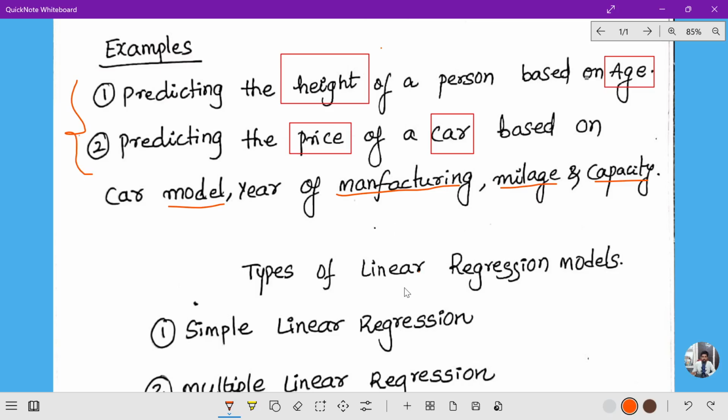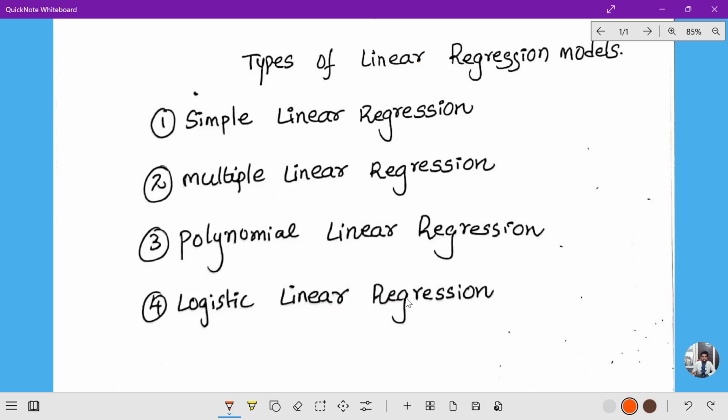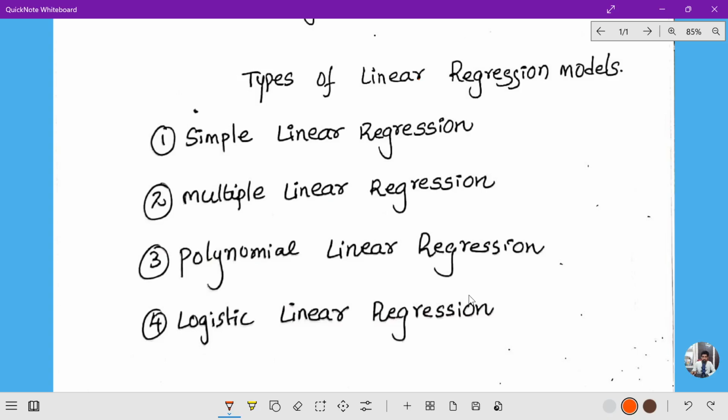Let us move on to types of linear regression models. The first one is simple linear regression. The second one is multiple linear regression, the third one is polynomial, and the fourth one is logistic regression. So completely there are four different types in linear regression models. Let us discuss one by one now.